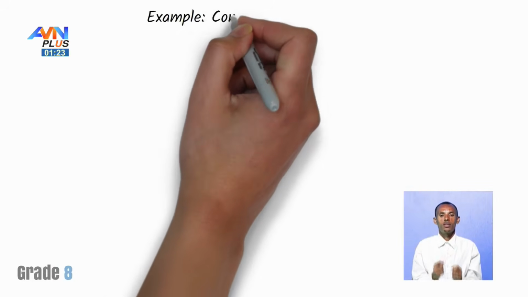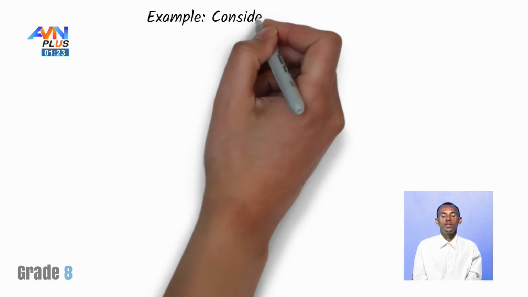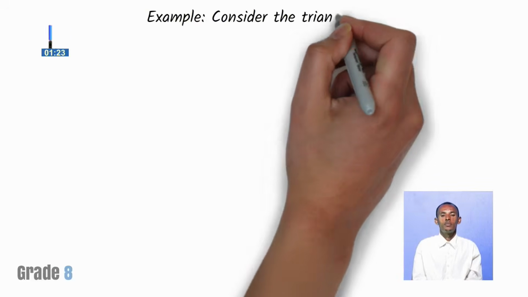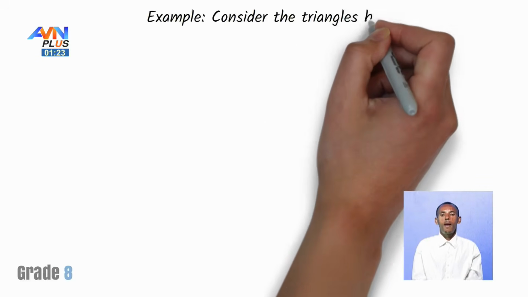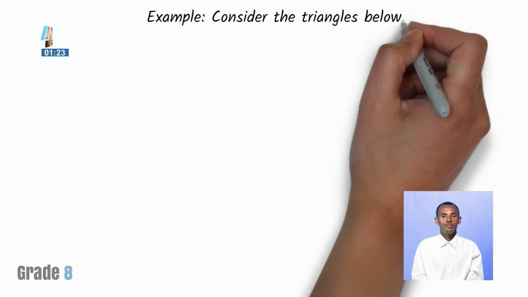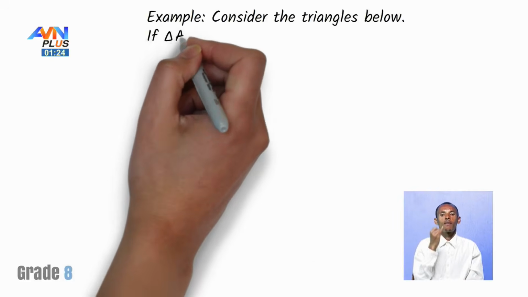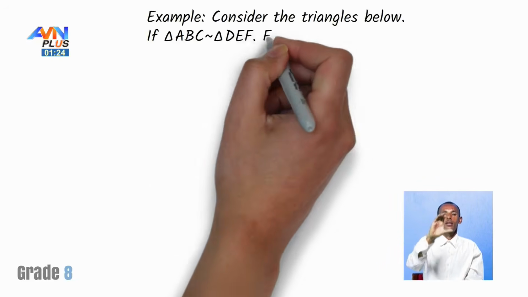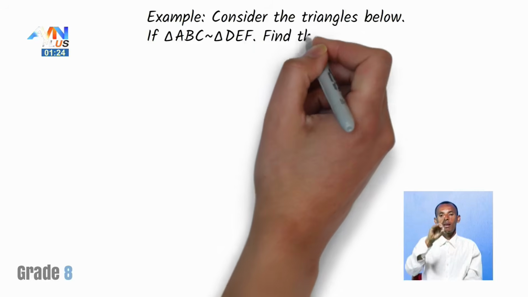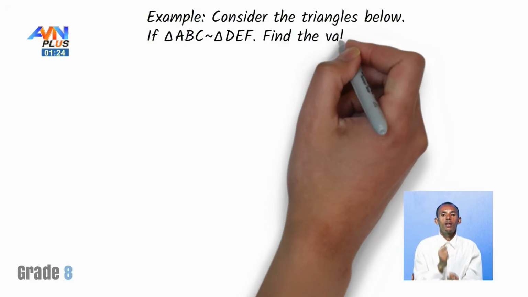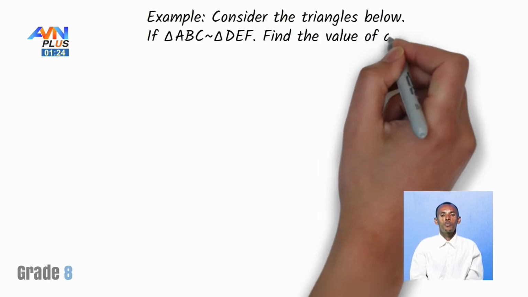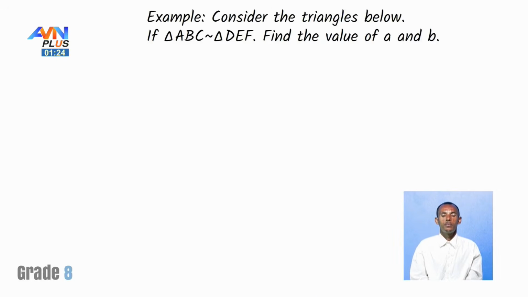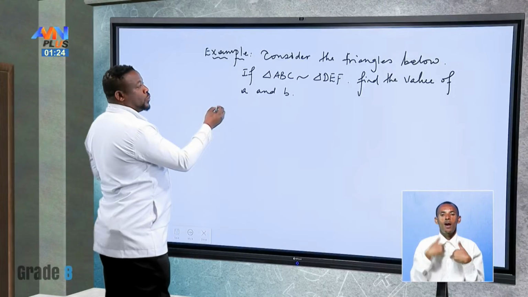Consider the triangles below. If triangle ABC is similar to triangle DEF, find the value of A and B. Okay, here we have two triangles which are similar.